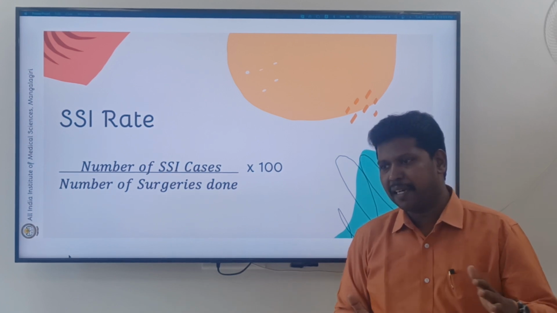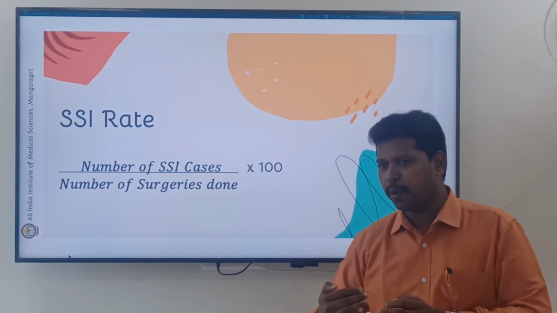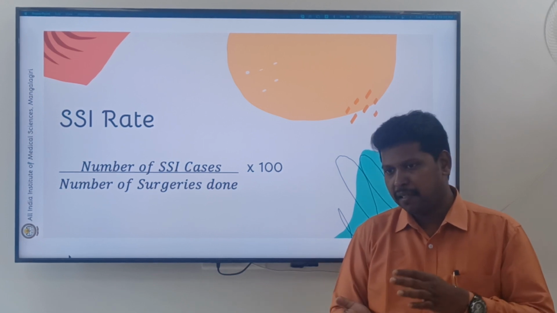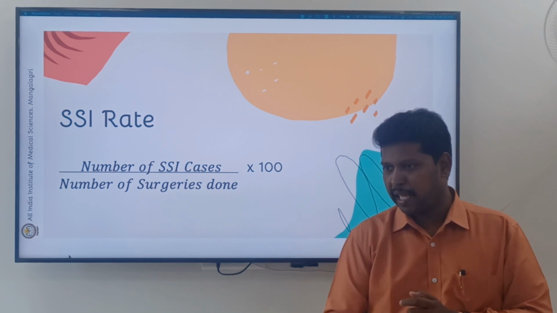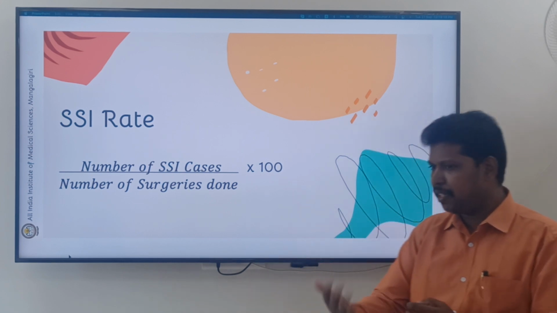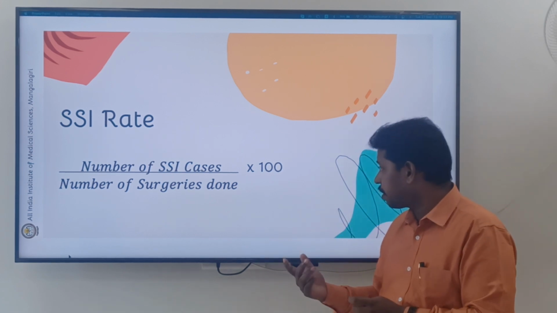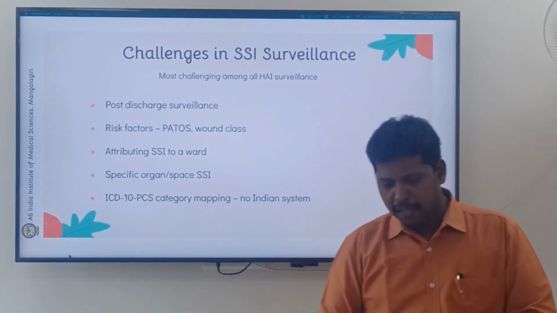After all this data is collected, it has to be validated. During that validation, many things will come, like a superficial infection or a deep infection, which one will come first or which you have to take as an SSI. So multiple things are there for validation of the data. Then it will be analyzed and interpreted and then disseminated. It will be multiplied by 100, and you will get that SSI rate as such.